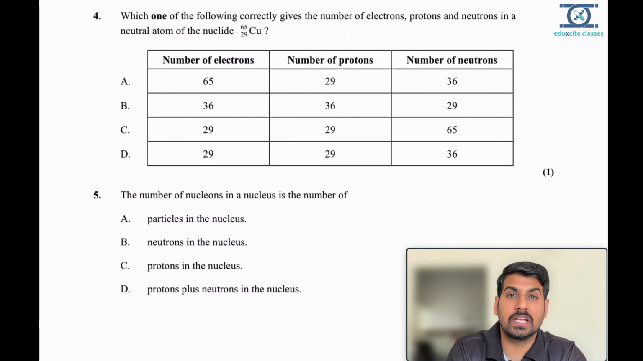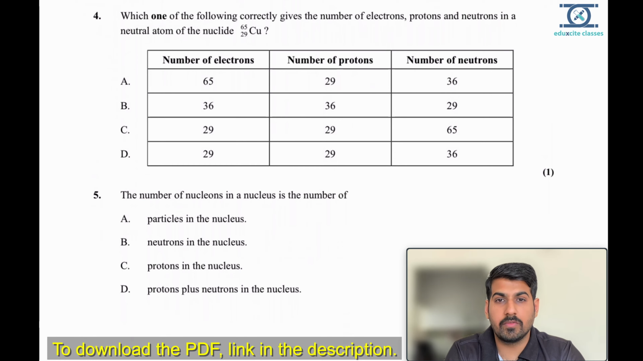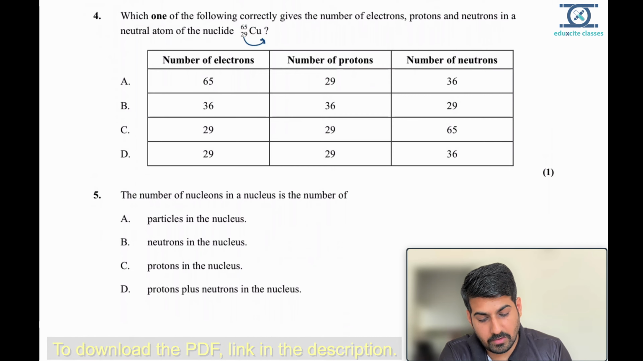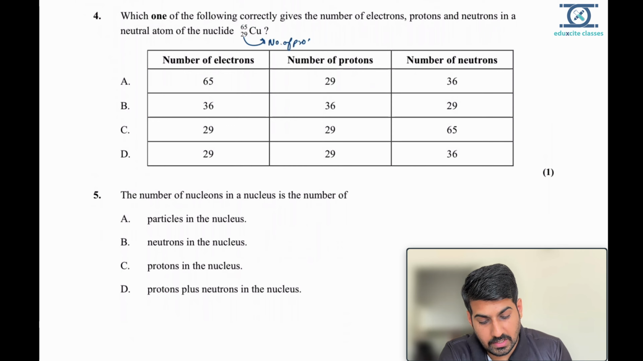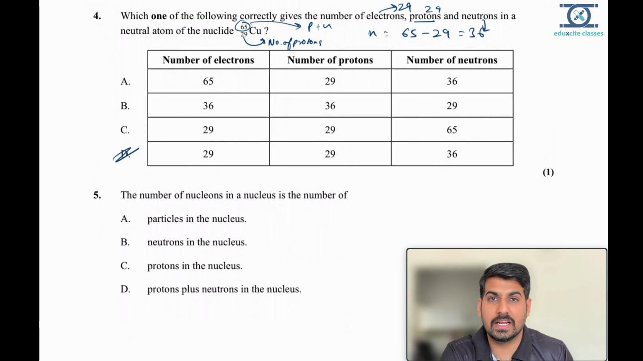Question number 4 now. Which one of the following correctly gives the number of electrons, protons and neutrons in a neutral atom of the nuclide copper 29, 65? Now we know that this is the number of protons, and this is the mass number, which is protons plus neutrons. So the neutron number will be mass number minus atomic number, so 65 minus 29 is 36. This is the number of neutrons. Protons are 29, and if it is neutral, then electrons will also be 29. So number of electrons 29, protons 29, number of neutrons 36. Option D is the right answer.